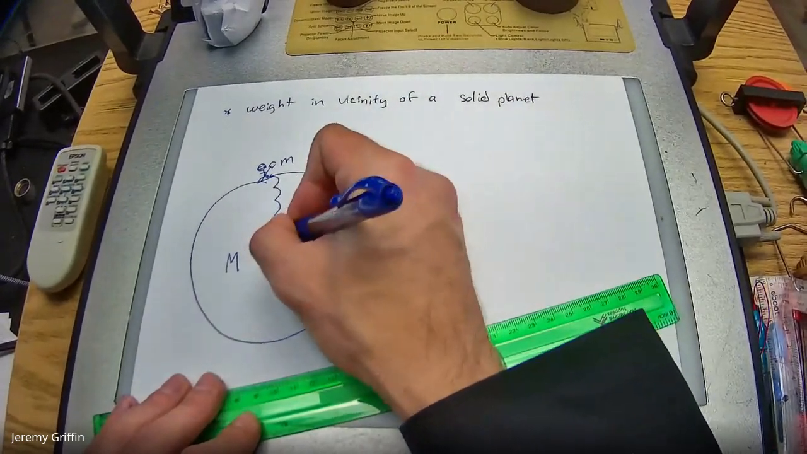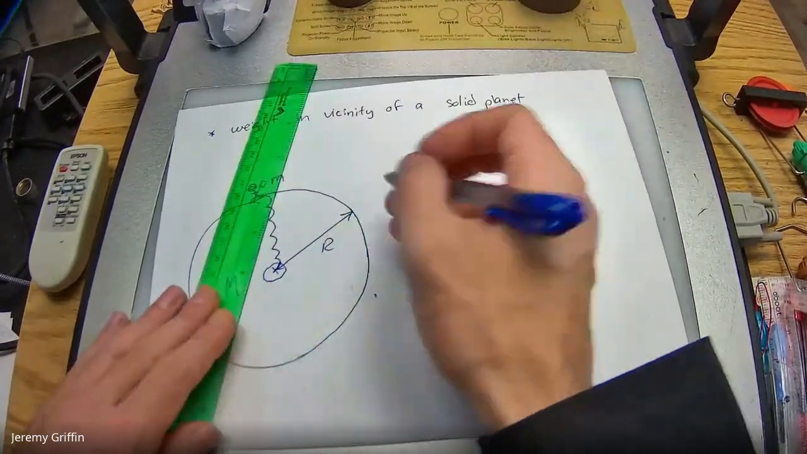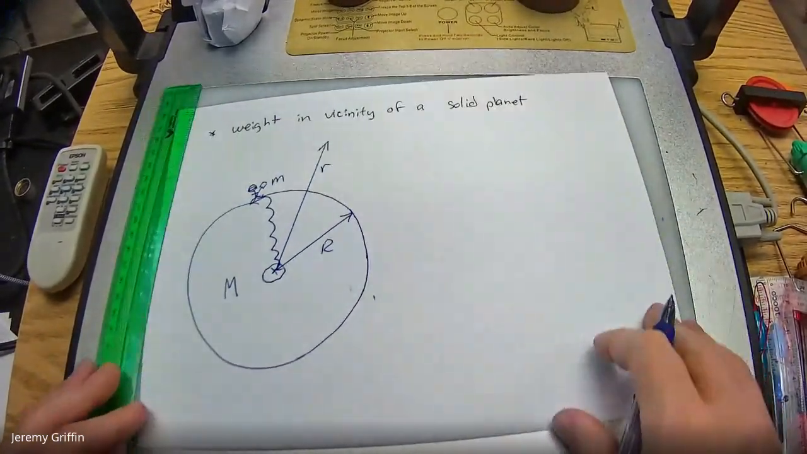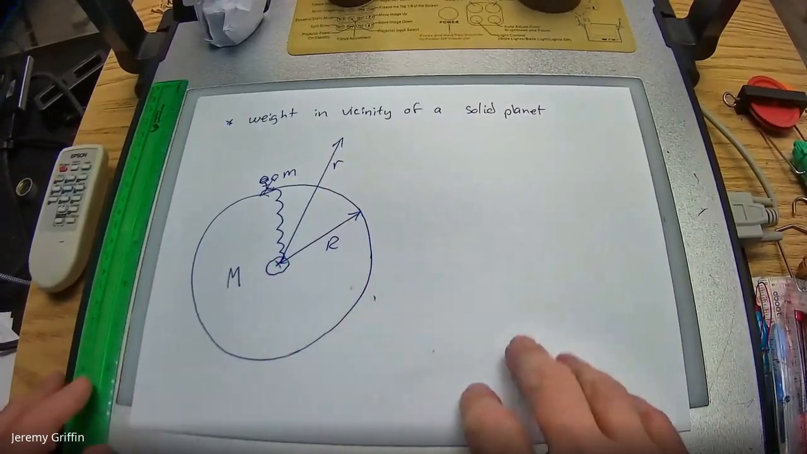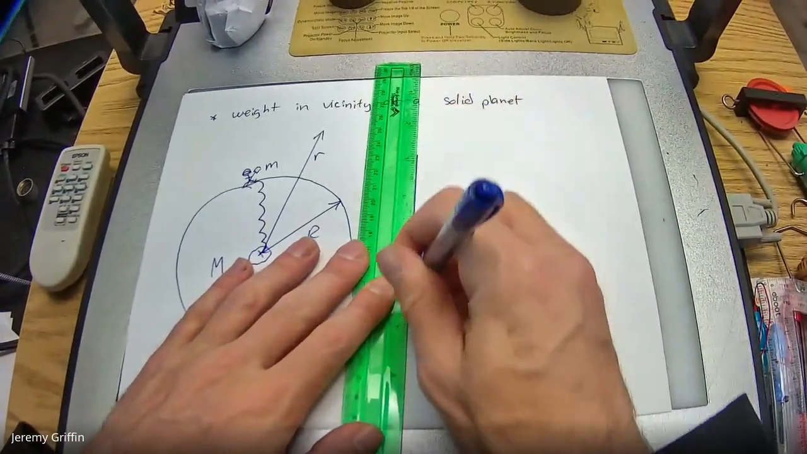Okay? And since I'm interested in different locations, and what's its weight at different locations, I will call little r a variable radial distance from the center. So the center of the planet is 0. Okay? And we're going to put a graph together. We're going to construct a graph.